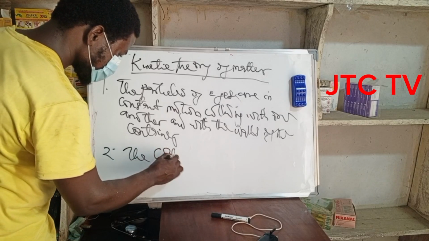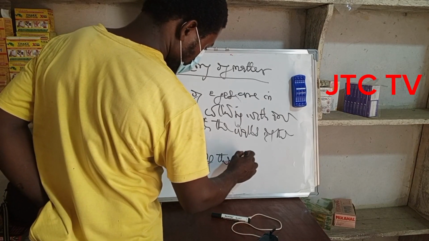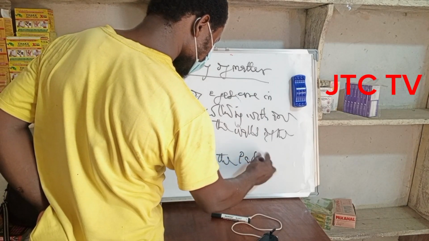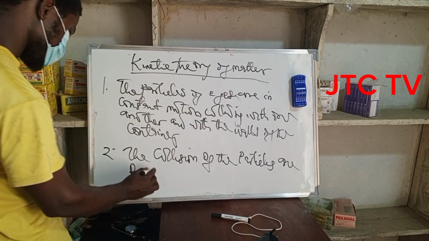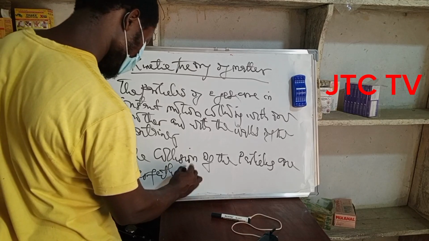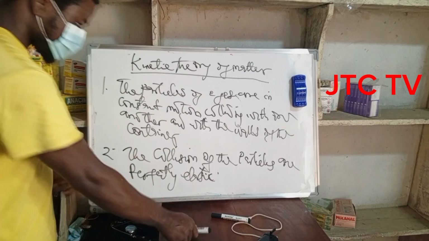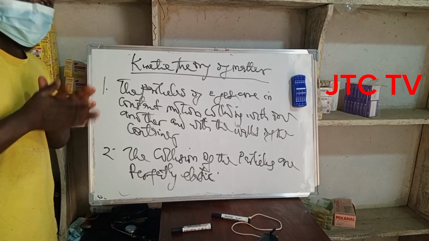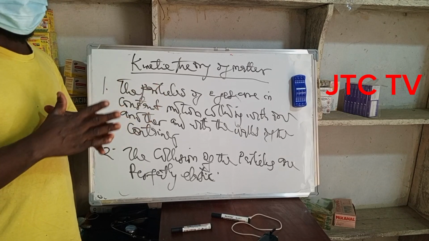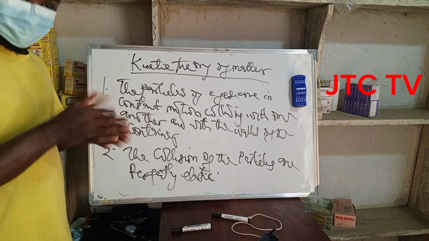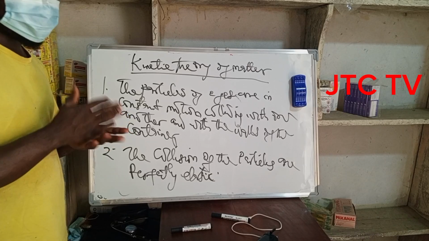Secondly, the collisions of the particles are perfectly elastic. The collisions of these particles are perfectly elastic. So this is what happens when these particles collide or hit one another. There is no change or conversion of energy from one form to the other.